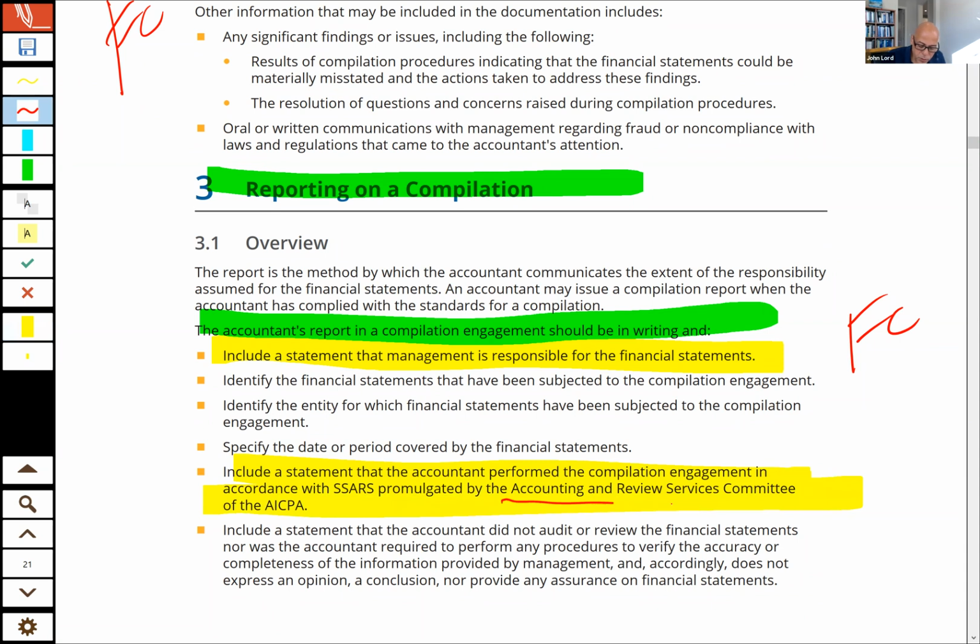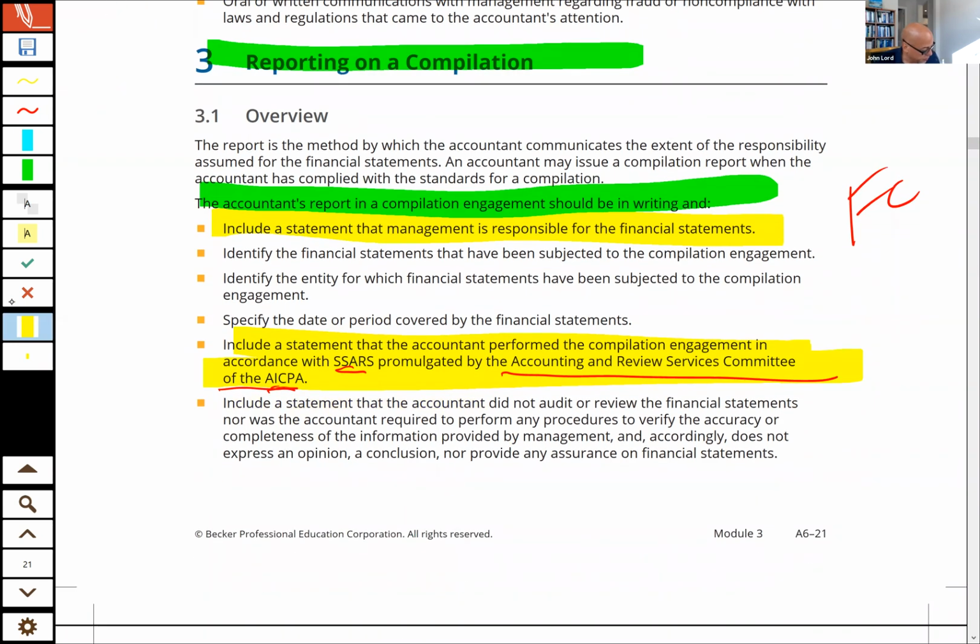Include a statement that we performed, this is now the report, right? That we performed using the SSARS, okay? And be careful with that, the SSARS are issued by the AICPA. Make sure you have that on the flashcard, because who writes your exam? AICPA. And I feel like sometimes they get into like a who's your daddy thing. Whose standards are you supposed to follow? AICPA. They like to make sure everybody knows that they're in charge. Okay. So make sure you remember that they're the ones that write the standards. Put that on the flashcard.